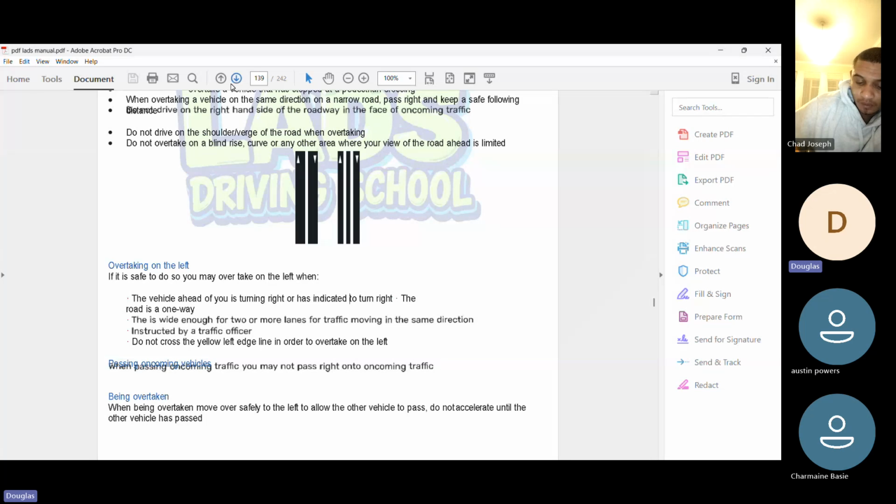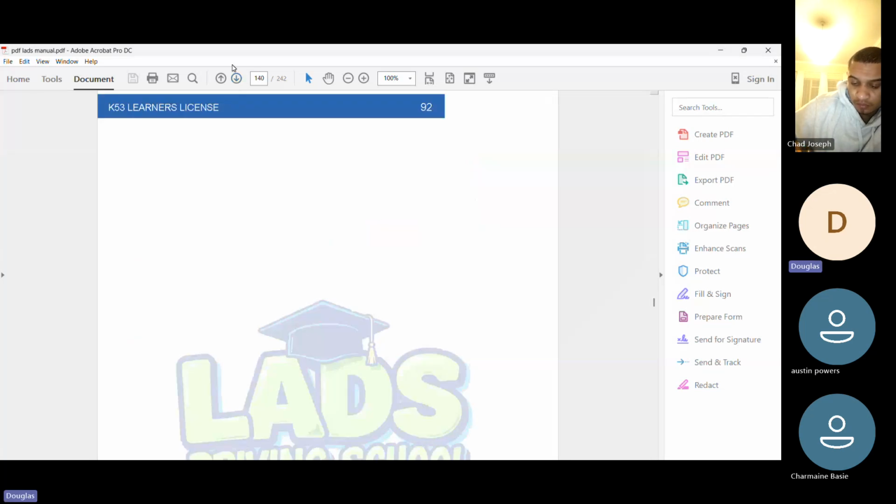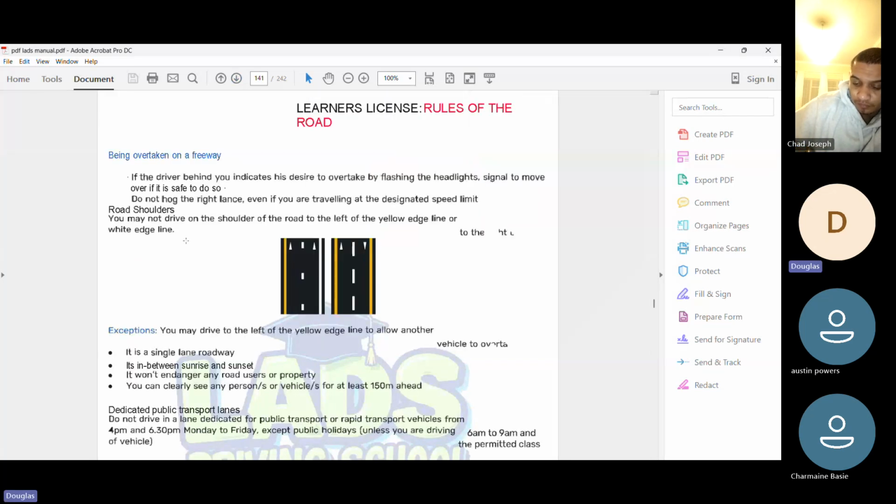Okay, we'll continue. When you're being overtaken on a freeway, if the driver behind you indicates his desire to overtake by flashing the headlights, signal to move over if it is safe to do so. Do not hog the right lane, even if you're traveling at a designated speed. So basically what's happening is this.